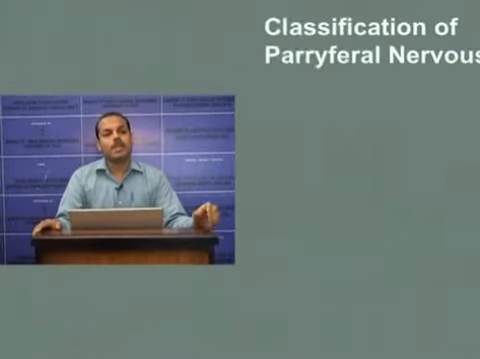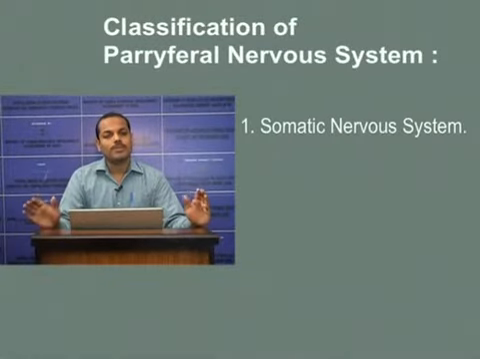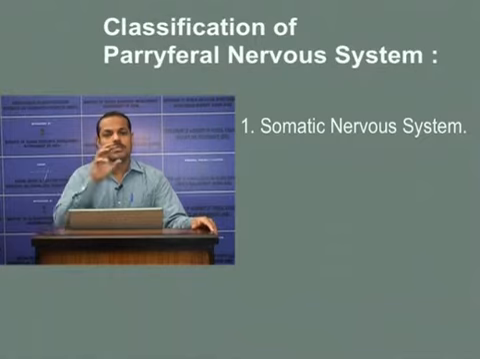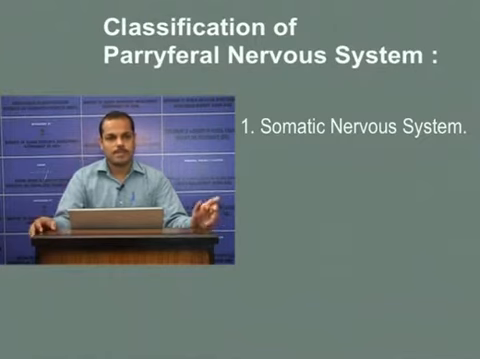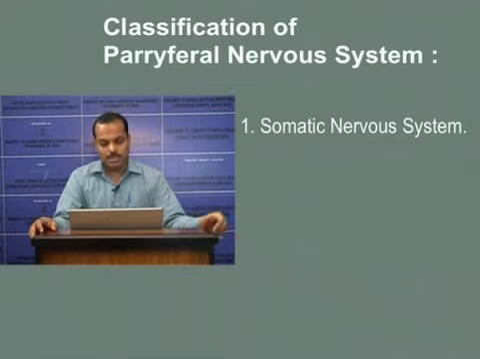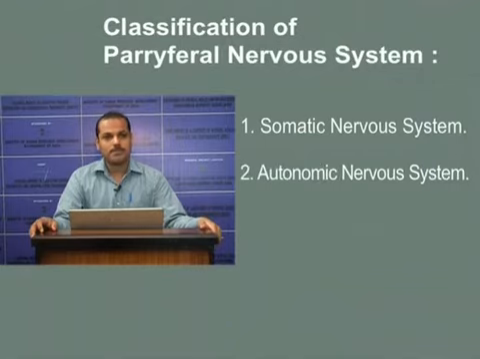We already discussed that the nervous system can be classified into two, a central nervous system and a peripheral nervous system. Now, the peripheral nervous system can again be classified into two. First, the somatic nervous system, which is the voluntary nervous system. It supplies the skeletal muscles and relays information to and from the skin and the skeletal muscle. Then there is the autonomic nervous system, which is the involuntary nervous system. It relays information to the internal organs.